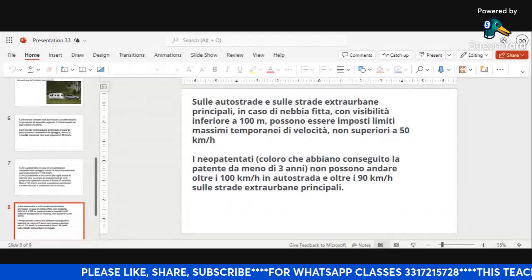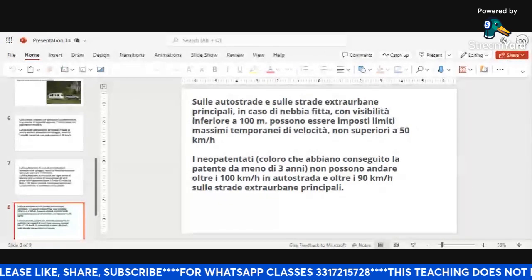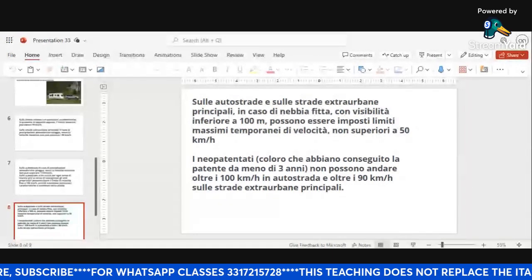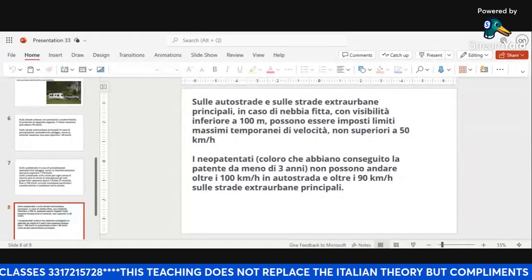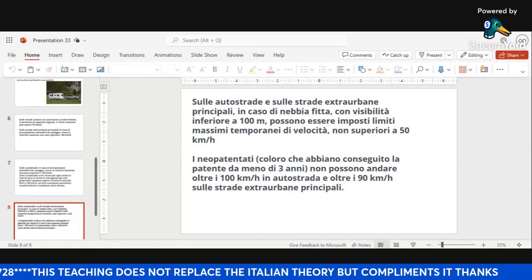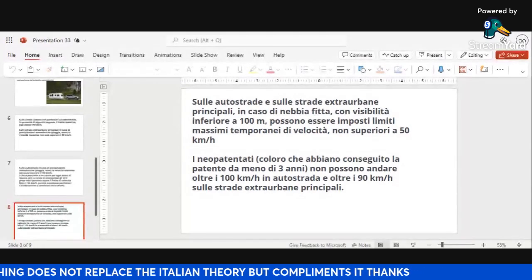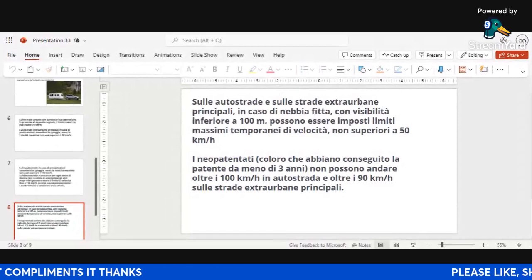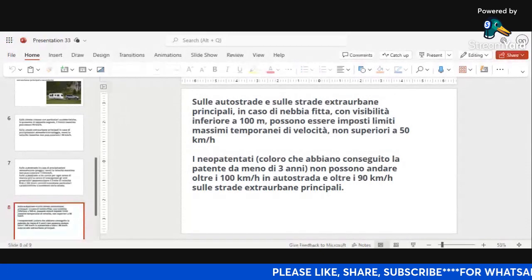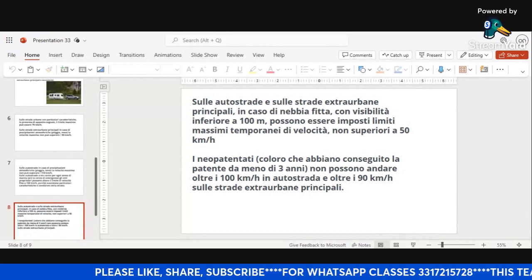Now, this time it is not pioggia, it is not neve, but it is nebbia fitta. Nebbia fitta is like dew. That condition whereby everywhere just goes white and you can't see anything. In our place in Nigeria, we call it dews, whereby in the morning dews go through everywhere and you will not see. Now, this condition we have it in Italy. In fact, we have the worst, it is more grave.